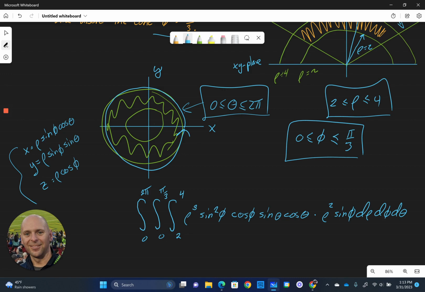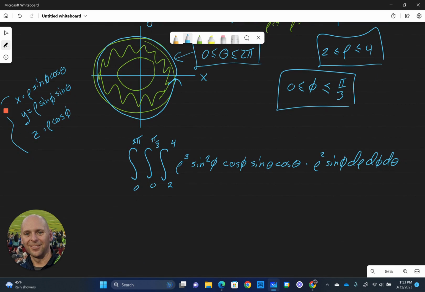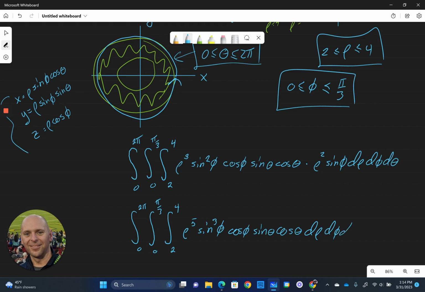If we wanted to take a minute, we could just simplify this integrand one more time. Integral from 0 to 2 pi. Integral from 0 to pi over 3. Integral from 2 to 4. And then we would write this out finally as rho to the 5th sine cubed phi cosine phi sine theta cosine theta d rho d phi d theta. And that gives us something that we can work on reasonably well.